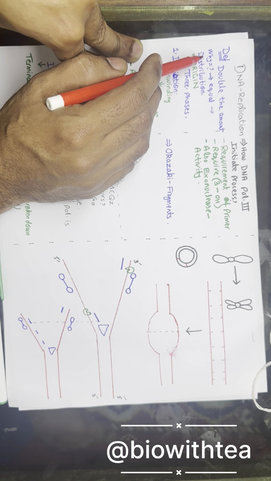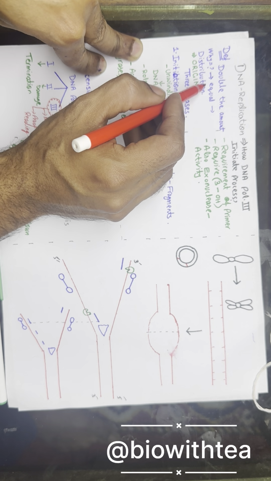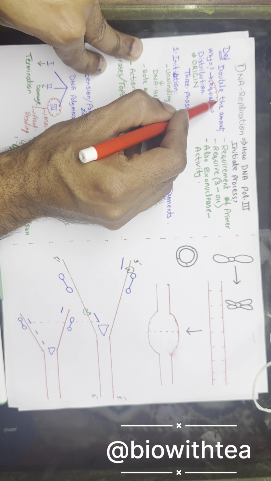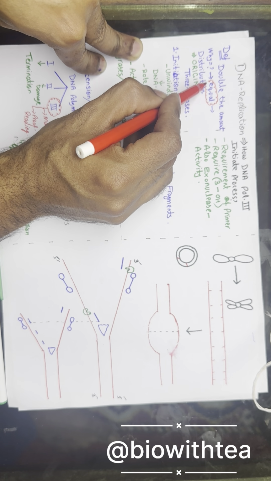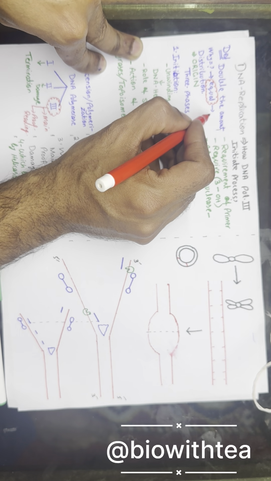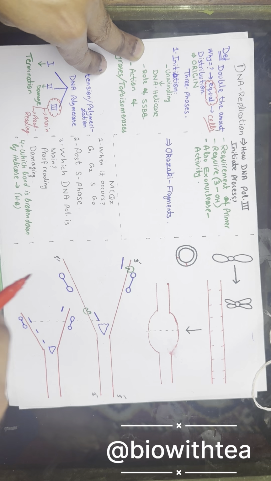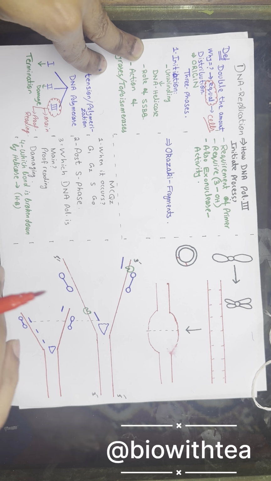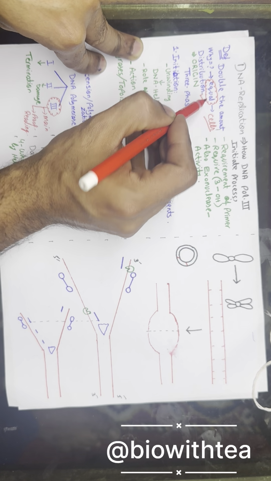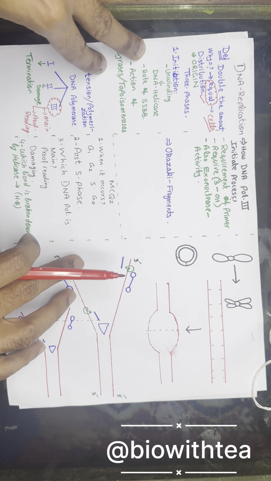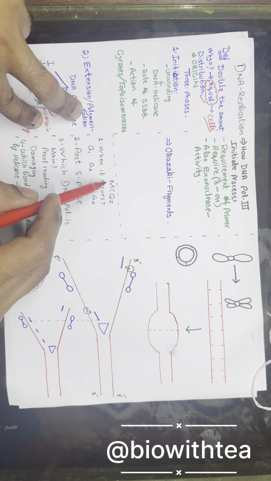But why is it necessary? The answer is very simple: for the equal distribution of the DNA among the new cells. So it was the first point. The answer is distribution.